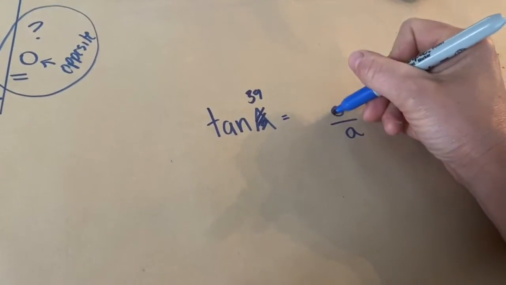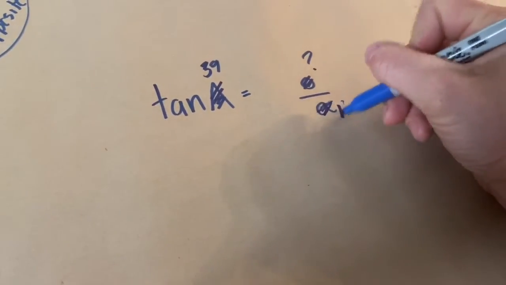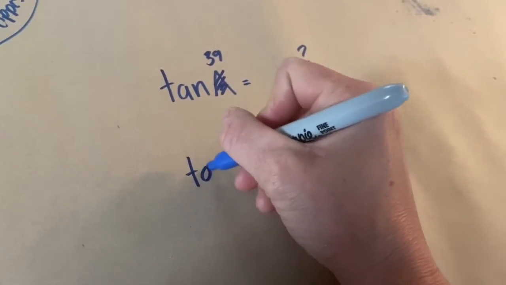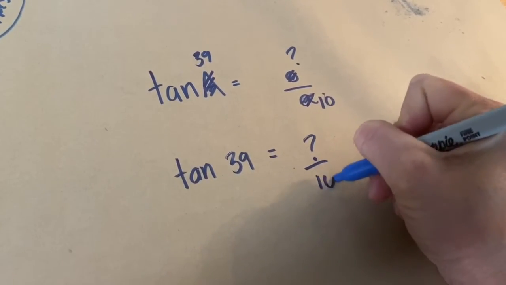I'm trying to figure out how tall is that flagpole. And then the A is going to be 10. So my equation is going to be tan of 39 is equal to question mark over 10.